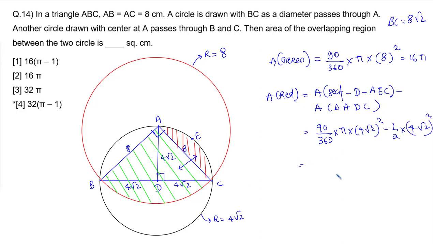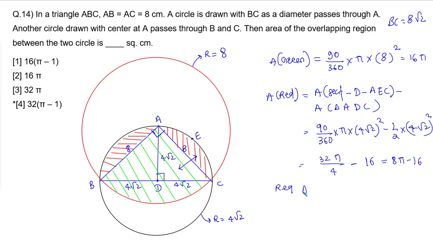So this is equal to how much? 1 divided by 4, 4 root 2 square is 32, so 32 pi divided by 4, minus this is equal to how much? 4 root 2 square is 32, by 2 it's 16. So this is equal to 8 pi minus 16. And there are two such green regions, everyone. There are two such regions and the area of both is equal because of symmetry, you can see.